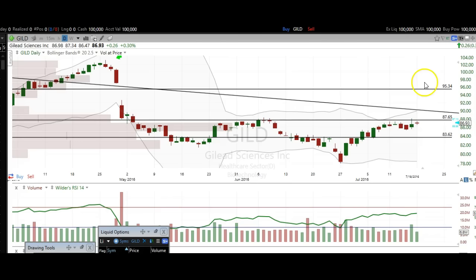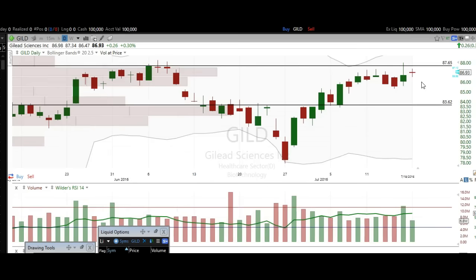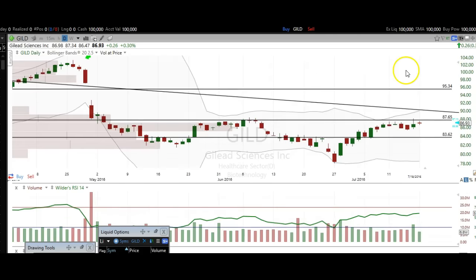Next I want to cover Gild. Gild, we got a couple of things going on here. First and foremost, we've got this resistance that we're coming up to. You can see from these candles over here and these candles over here that we got rejected right around these highs from these candles right there. Friday's session got rejected here. Today's session almost touched that level right there. So you can see that this is definitely a key level for Gild. If we can break over that, then we can head higher.